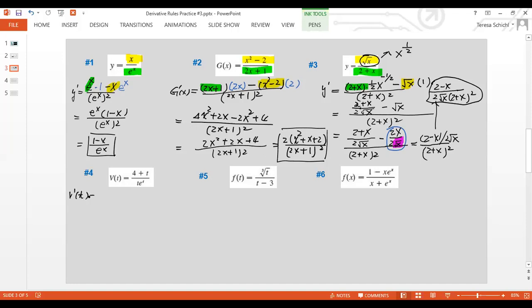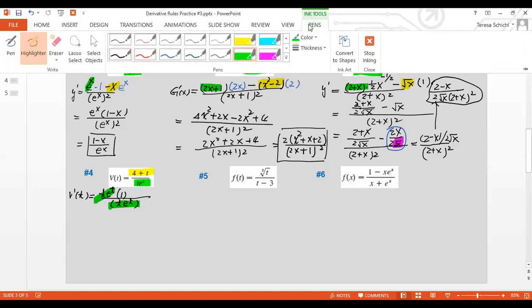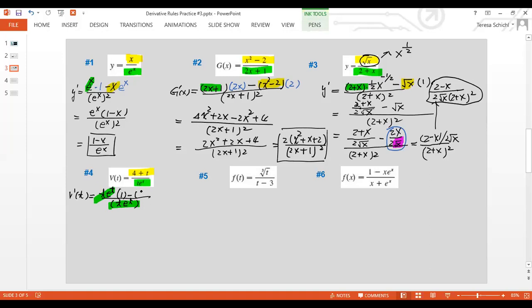So v prime of t, as always, what I need to do is square the bottom. So it's t e to the t, squared. Hold the bottom, not change. Then the top derivative is 1, right? So here this is the bottom, and this is the top. The bottom, you're holding it, you're not changing here. So now, minus, you hold the top.